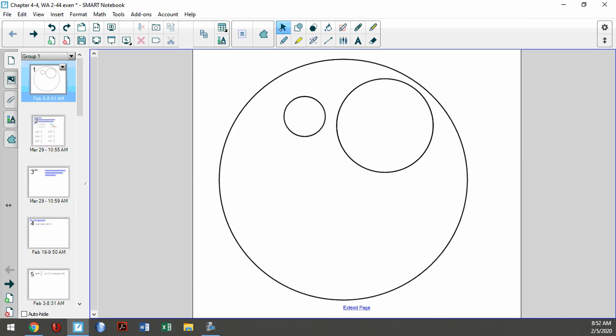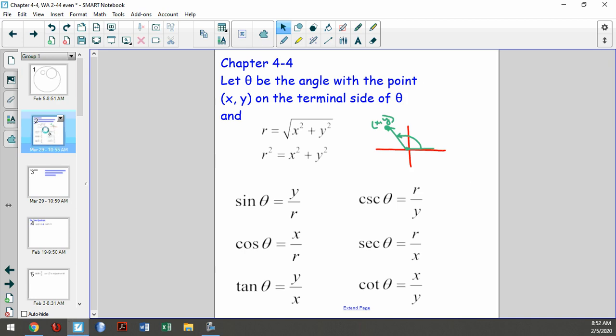They're all going to be different, but they're all proportional. Do we all understand that? Since they're proportional, the same concepts apply. What do you mean, Mrs. Yoder? Well, let's say theta is the angle with the point x, y on the terminal side of the unit circle. The terminal side on any angle that you have doesn't have to be on the unit circle, it can be on any circle.